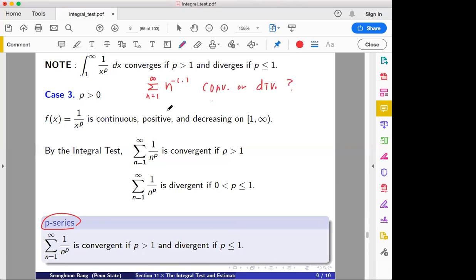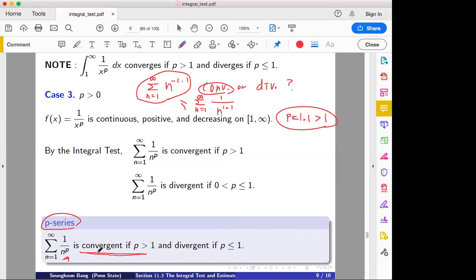Convergent. Because I want to change it to the 1 over n to the p form. That's the summation from n equal 1 to infinity of 1 over n to the power 1.1. So what is p? The p is 1.1, right? 1.1 is greater than 1. The answer is convergent by using the p-series. So really be careful. Does it make sense?